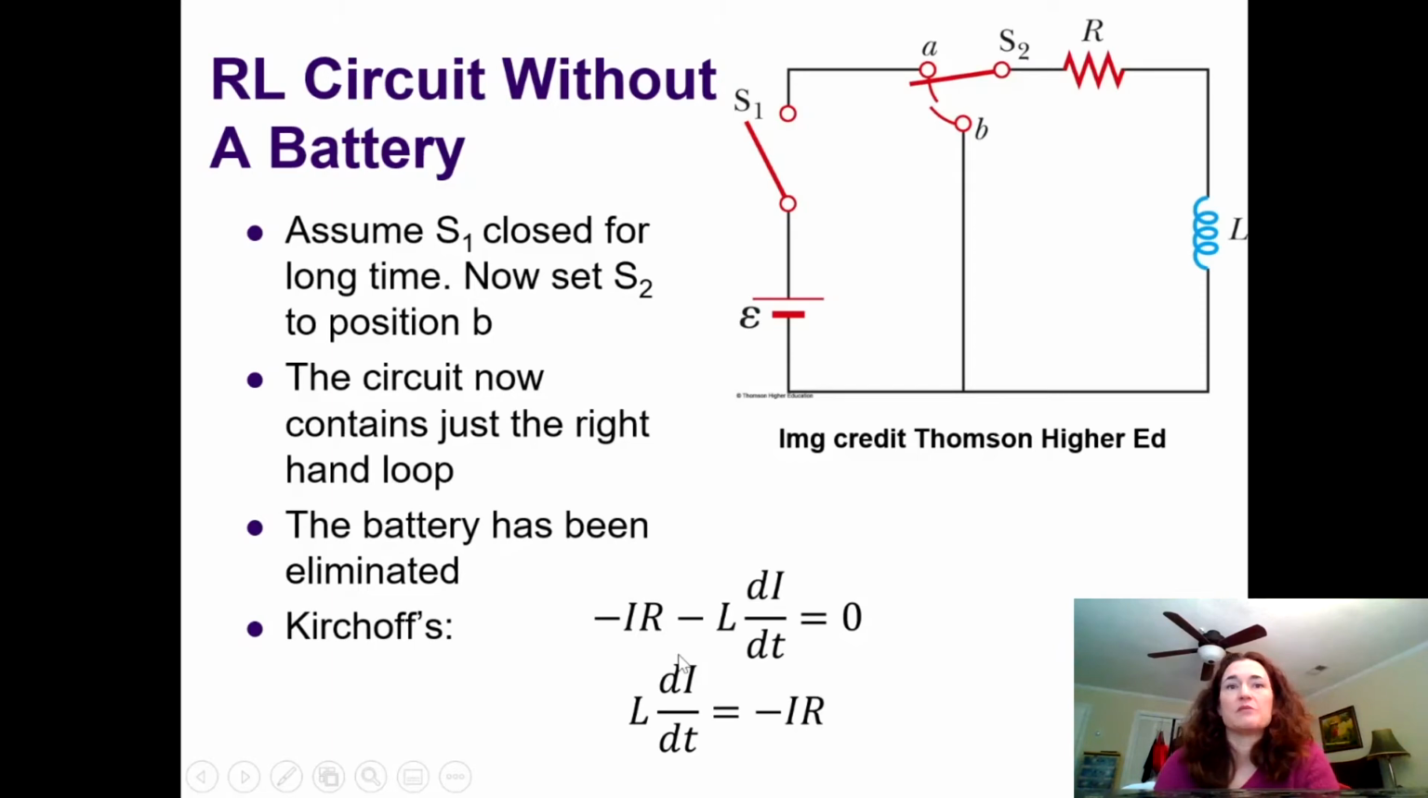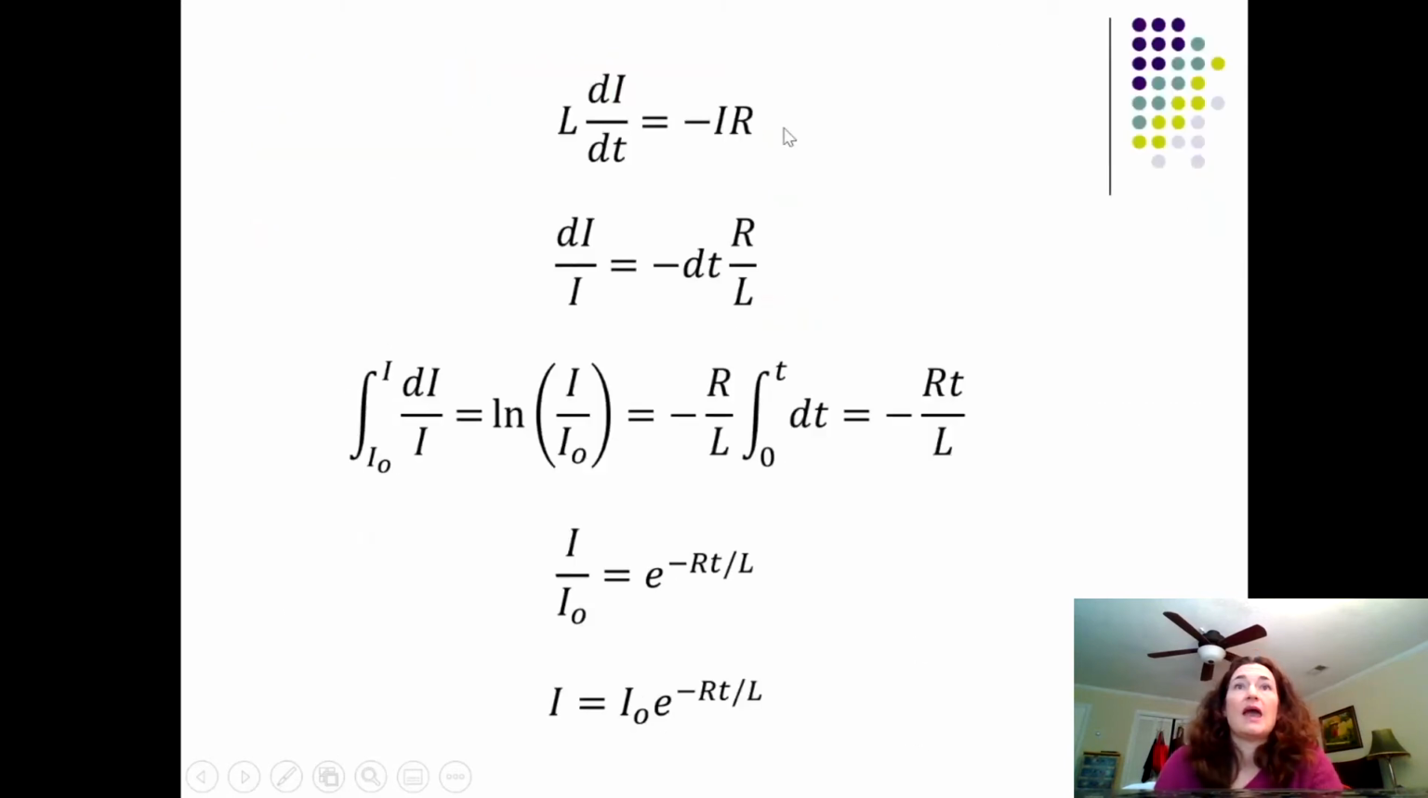In this case, if we had the Kirchhoff's loop rule equation, we wouldn't have the battery in there. And we would end up with minus IR minus L di/dt equals 0. So what we're going to do is yet again derive an equation for the current with respect to time for this. Moving forward, I can rearrange this equation: L di/dt is equal to minus IR. And then put everything with I in it on one side and everything without it on the other. I've got di over I is equal to minus dt R over L.